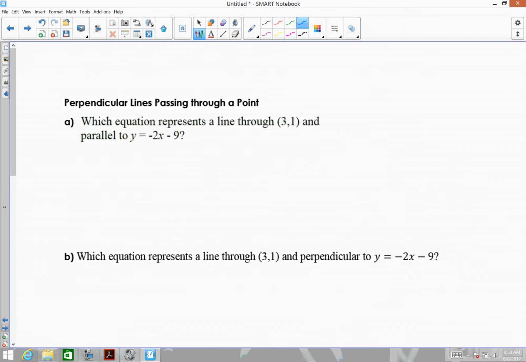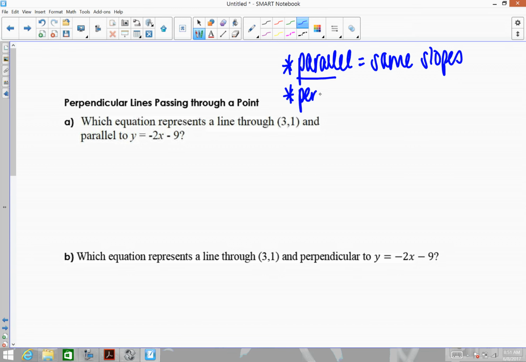The next type of question that comes up are these perpendicular or parallel lines that are passing through a specific point. So I'm going to just do perpendicular with you, but if it said parallel, it just means you do the same slope. So just kind of make note of that. Parallel means same slope, and perpendicular means you flip and negate, which really means negative reciprocal slopes is the way we call that.